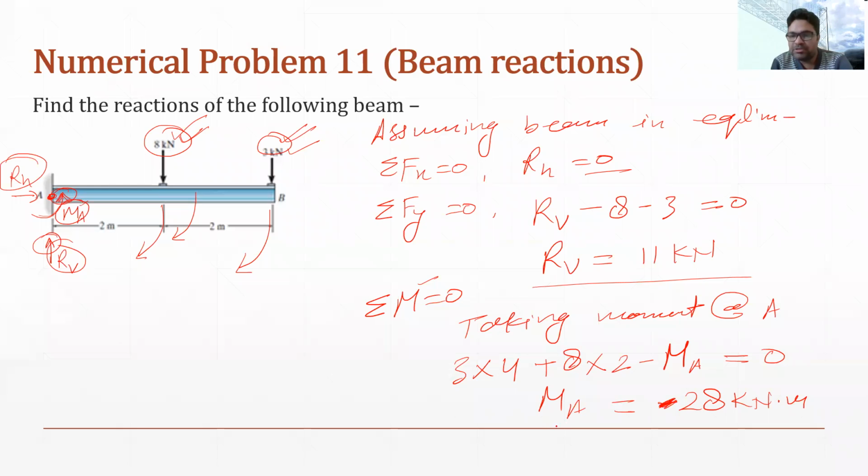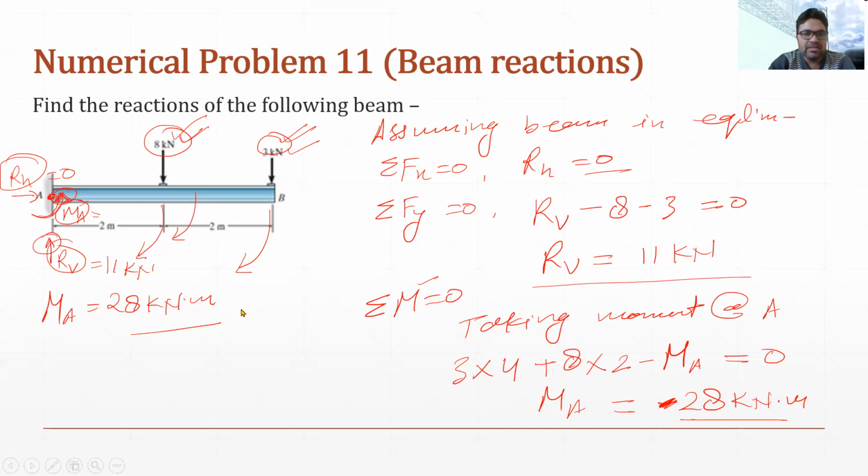Actually, it will not be positive, it will not be negative. The magnitude of this reaction MA is 28 kilonewton meter. As a sign, you can see this is actually anti-clockwise, so that is why I put negative, but actually we are calculating the magnitude of MA. So MA is 28 kilonewton meter. Similarly, RV is 11 kilonewton and RH is 0. Now we have found the reactions in this cantilever beam.